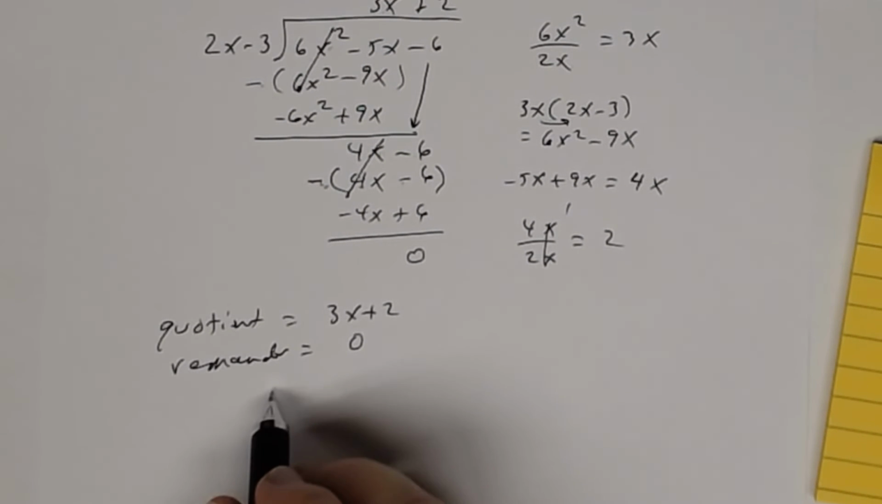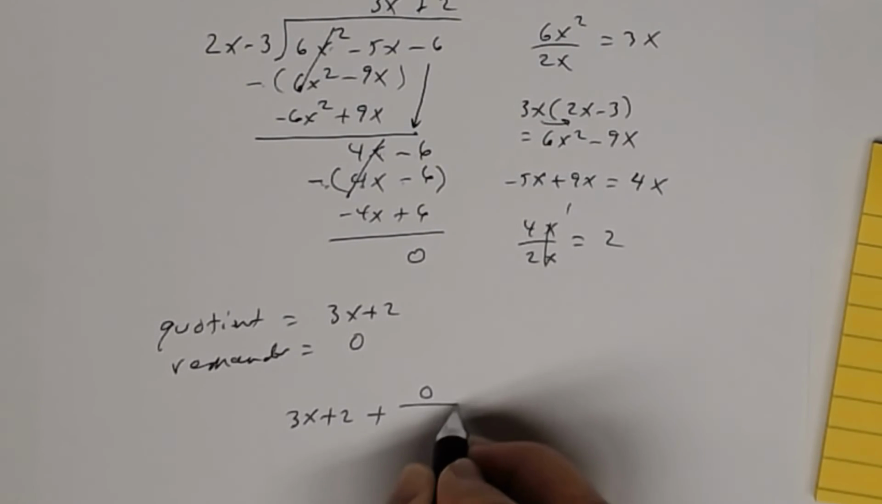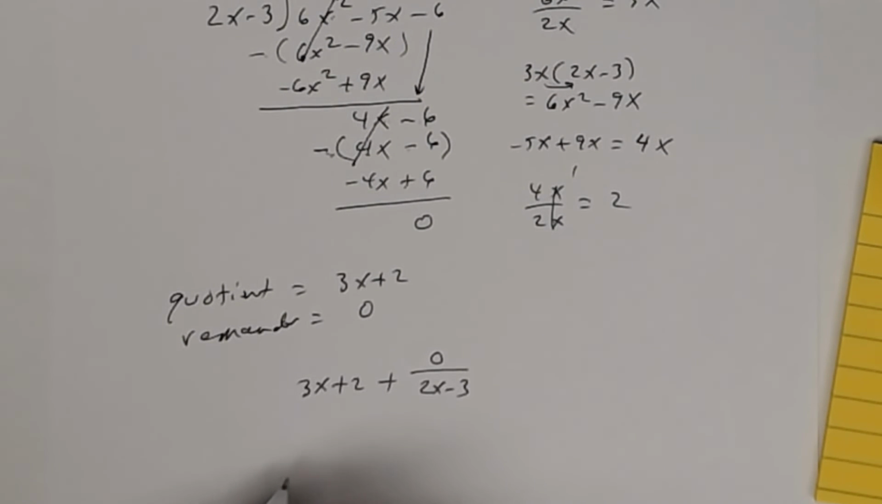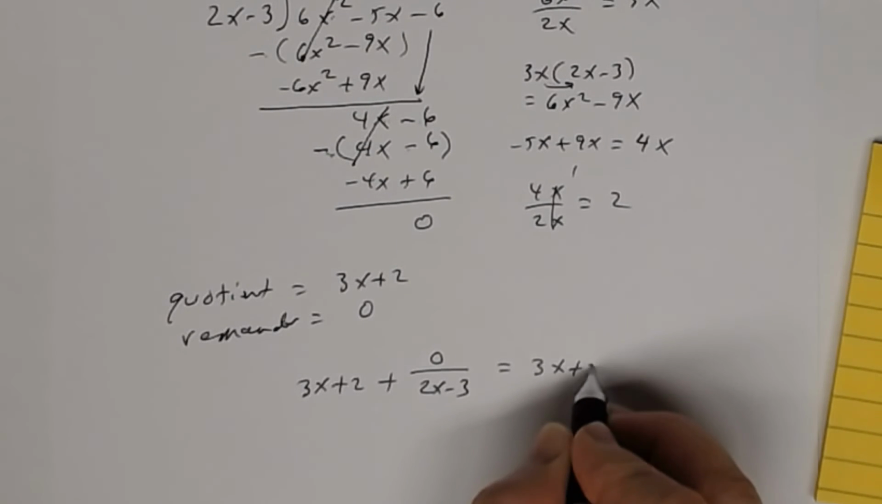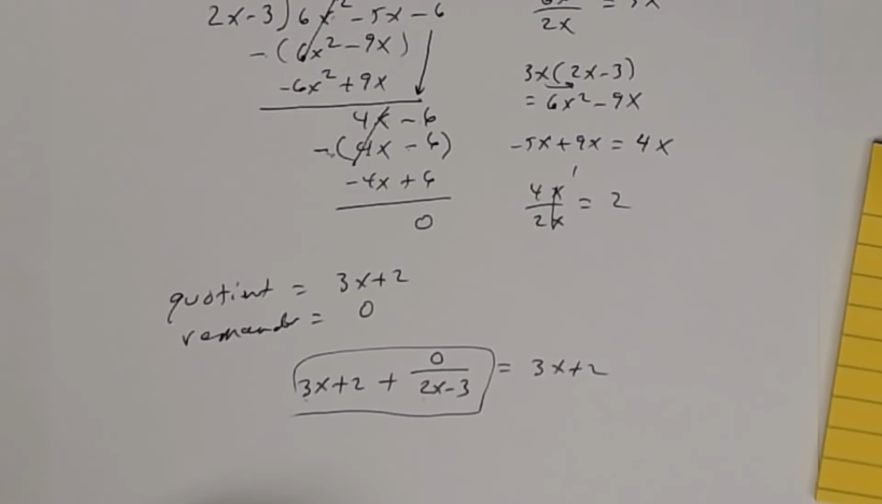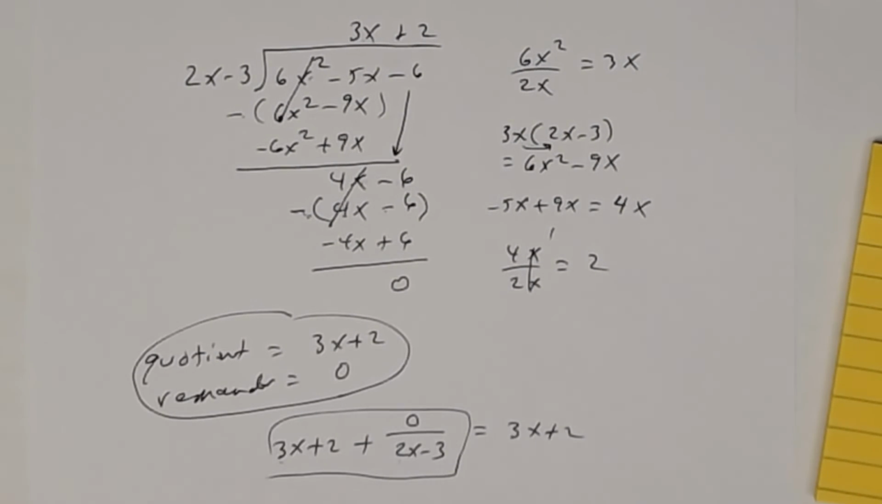Now, you can also write it like this. You could say the quotient plus the remainder divided by the divisor, right? But 0 divided by 2x minus 3 is 0, so that's still 3x plus 2. So 3x plus 2 plus 0 is 3x plus 2. You can also write it like this if you want to. No big deal. But this is actually what you're going to indicate in this course.